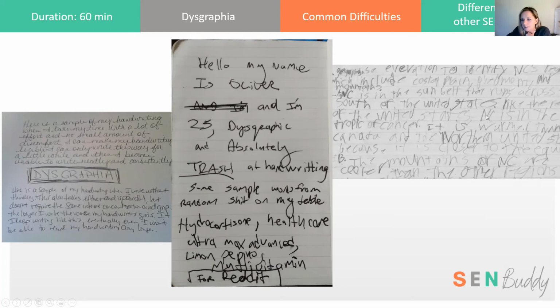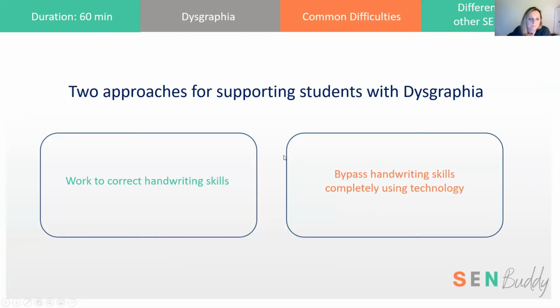So there's lots. Again, there's a capital N there, there's capitalization through there, there's slightly odd punctuation. It's very messy. That is what I would see as being typical dysgraphia.